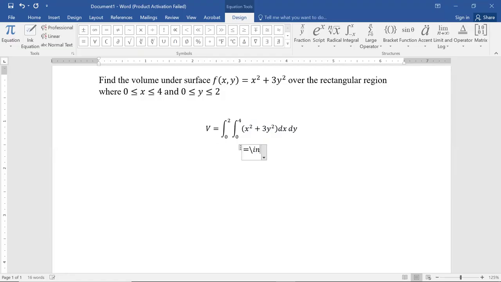Now I can do my integration. So I just do it like we've been doing. Again, the inside component is what I'm looking at first. The antiderivative of that with respect to x is going to be 1/3 x to the third plus 3y squared times x. I'm going to be plugging in a 4 and plugging in a 0. Again, that's into the x variable because I just integrated with respect to x.